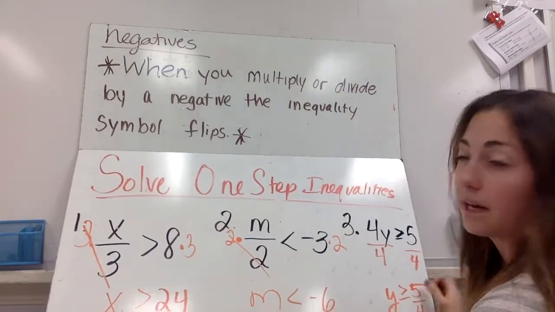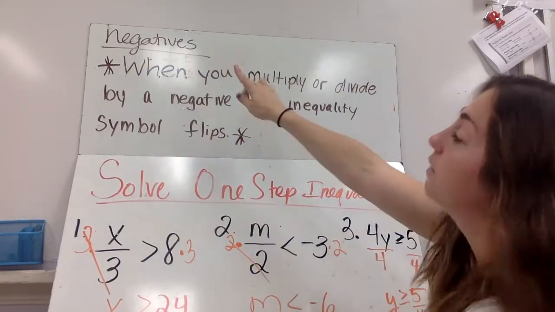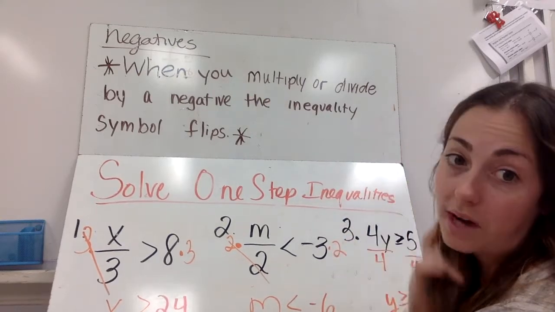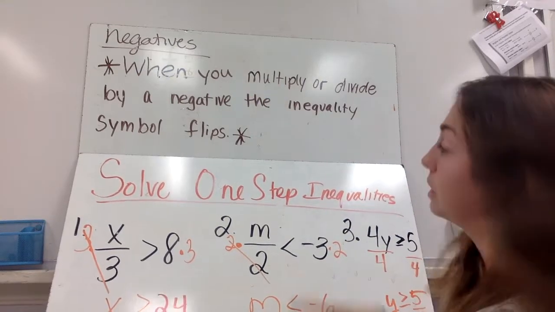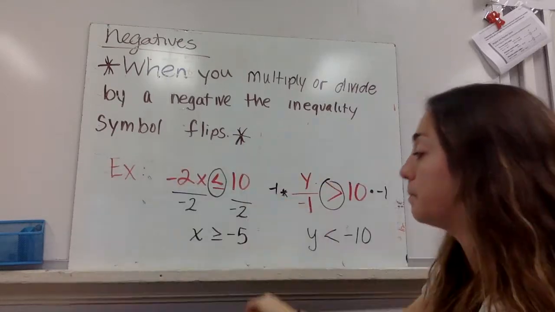This negative was already here, so that's why I didn't flip the inequality. I see every year kids getting confused by that. Don't do that. So the rule, when you multiply or divide by a negative, the inequality symbol flips. You have to know that rule to be successful with this.